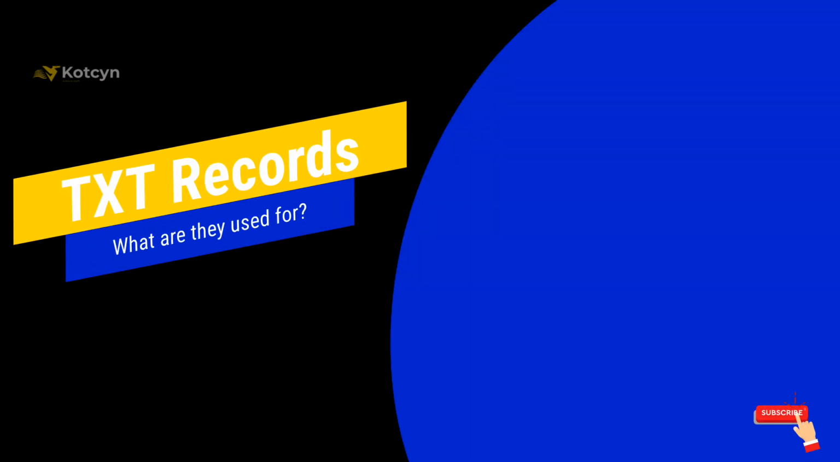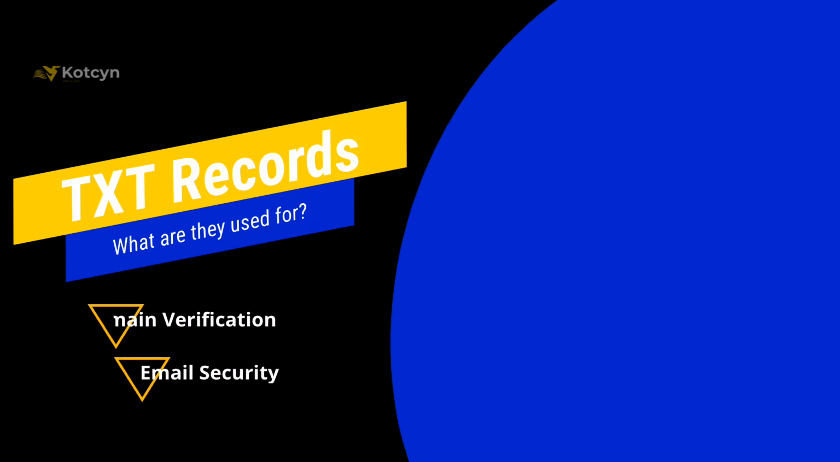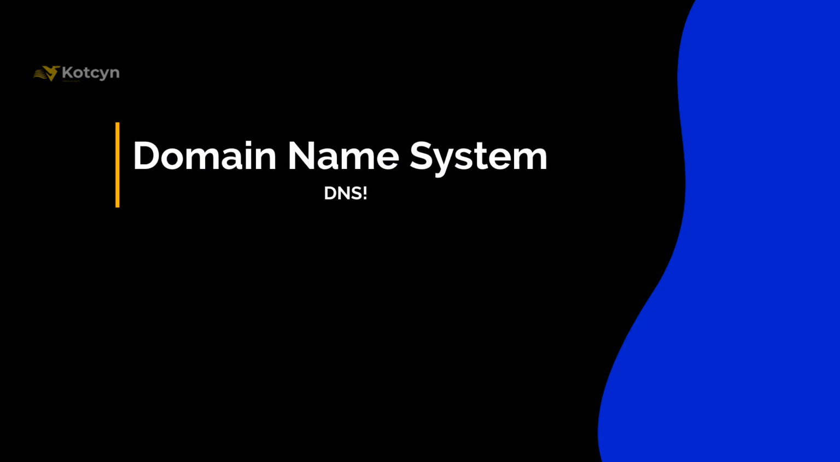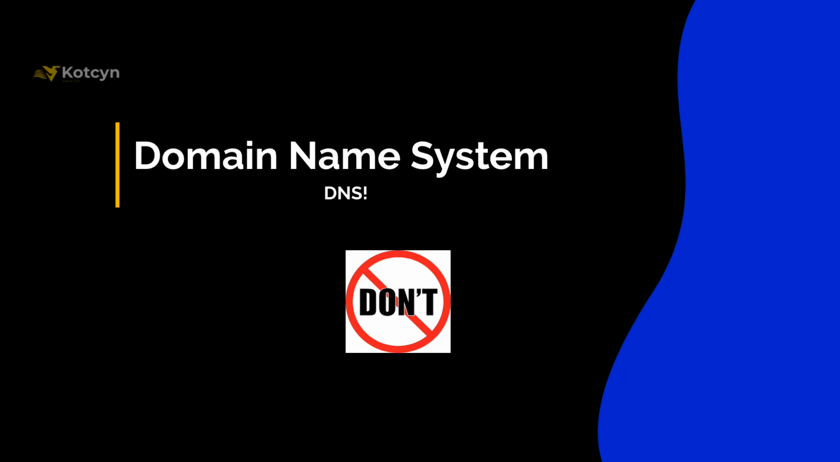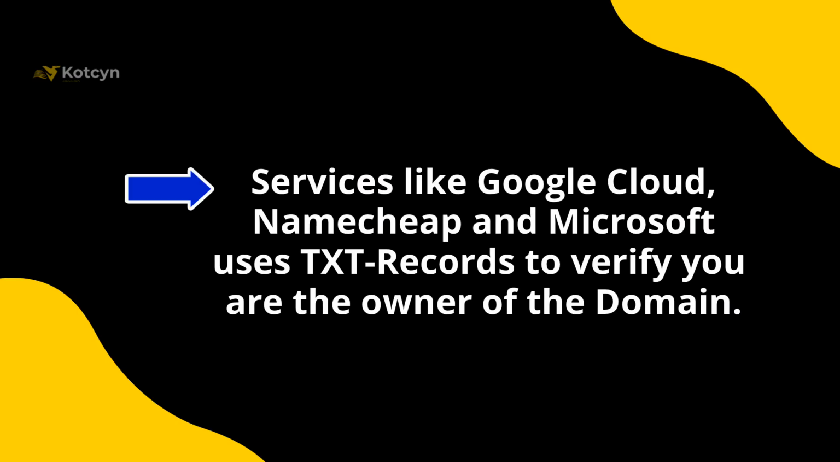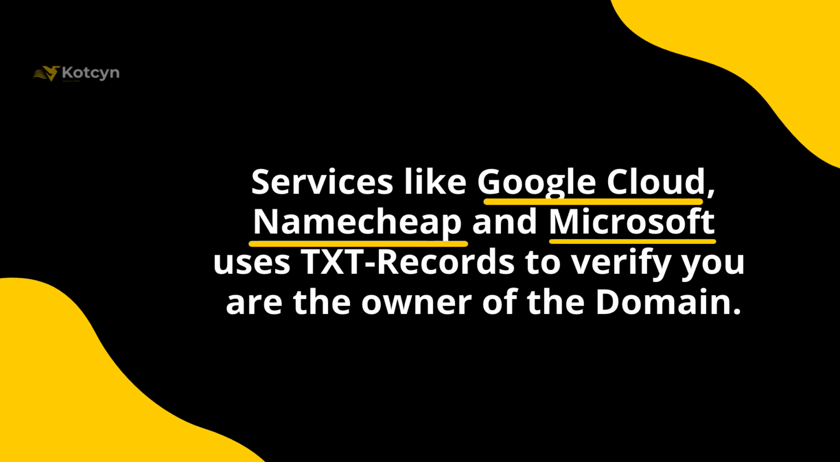Text records are primarily used for domain verification and email security. Text records are part of our domain name system, or DNS. But unlike A records, CNAME, and MX records, text records don't have a direct impact on how our domain functions. Services like Google Cloud, Namecheap, and Microsoft, just to name a few, use text records to verify you are the owner of the domain.